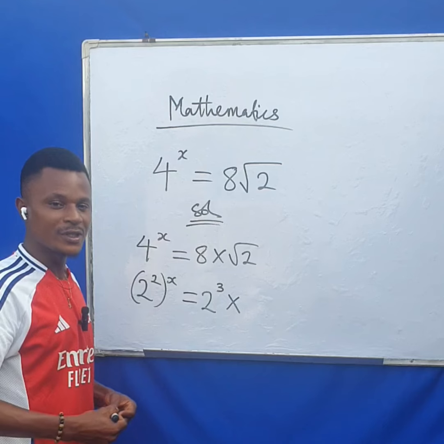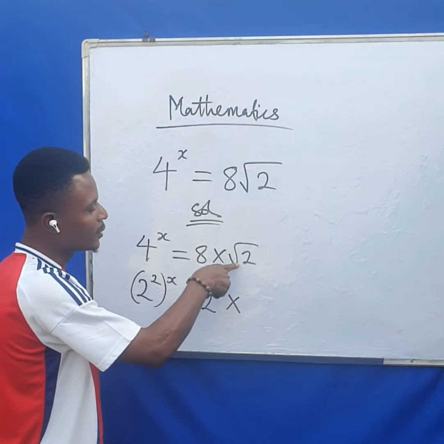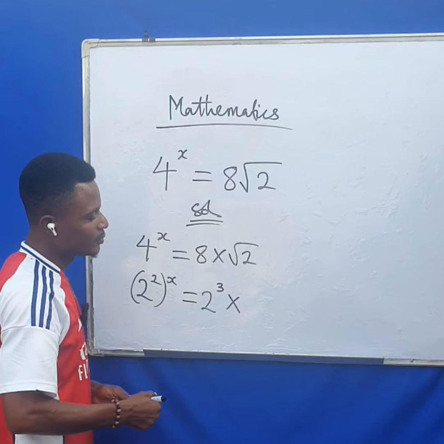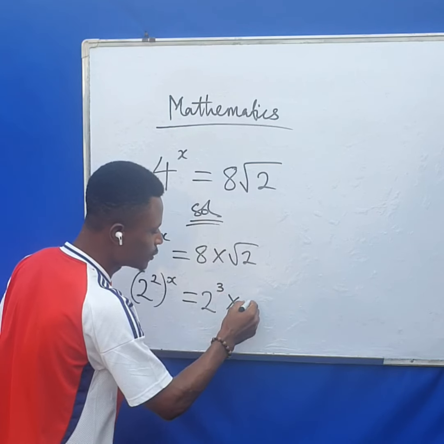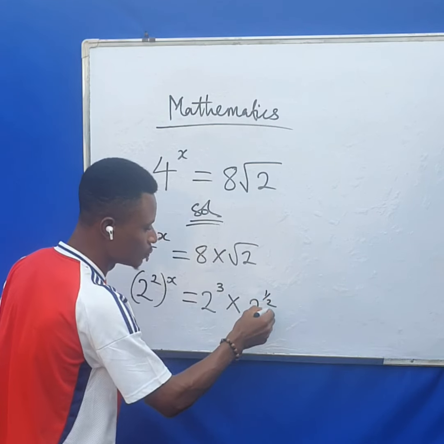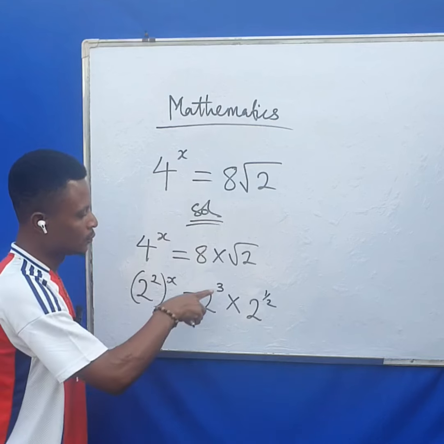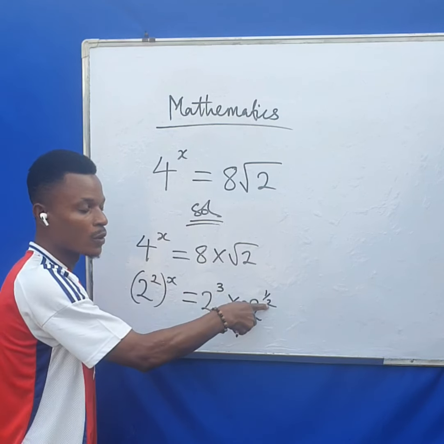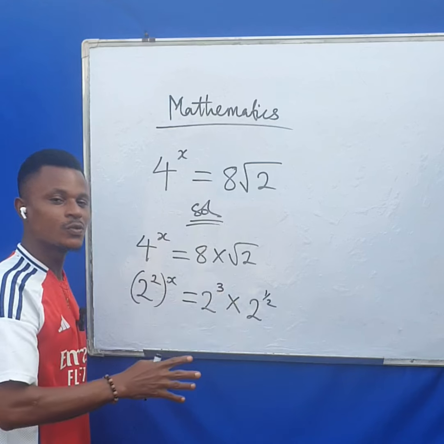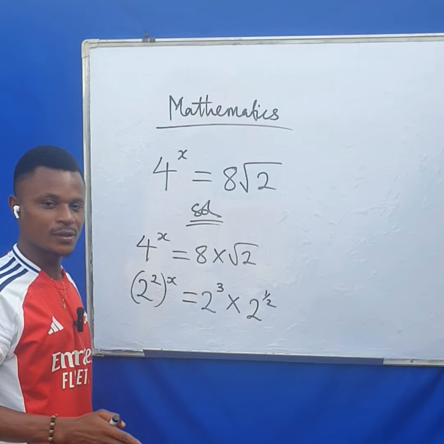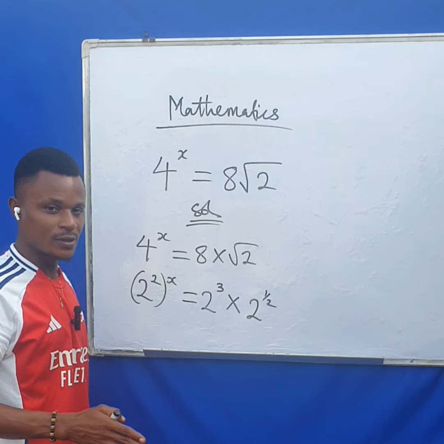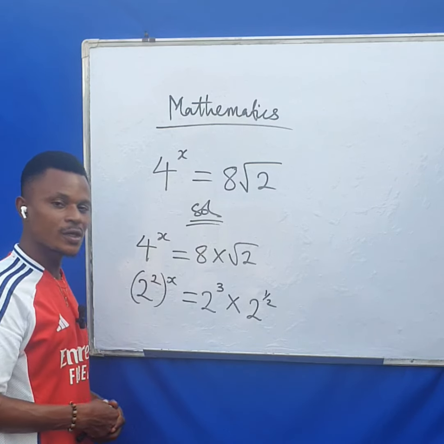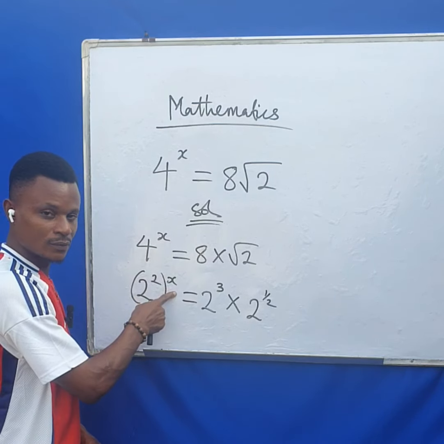According to the root power law of indices, if a number is inside the square root, just like what we have here, it's the same thing as raising that number to the power of 1 over 2. This square root sign here changes to this power 1 over 2. This is in accordance with the root power law of indices. You understand?